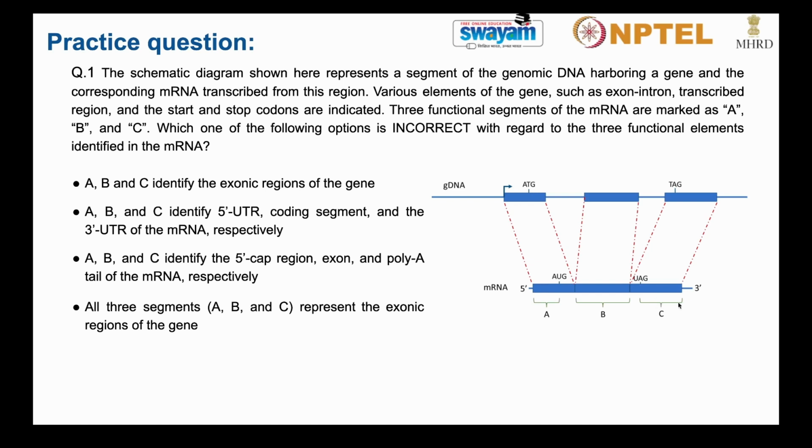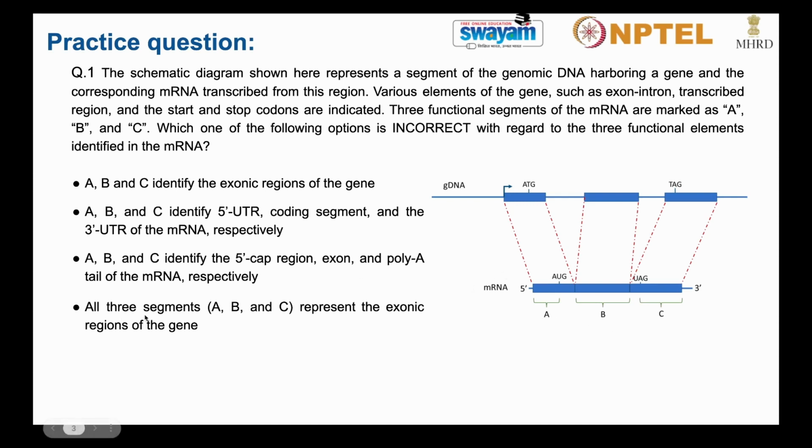Whereas if you see this C region, it is also coming from the DNA, and it will not be the poly A tail, because the poly A tail is not present in the DNA. It is a feature which is added to the mRNA after it has been transcribed. So it is a post-transcriptional modification. In this way, this option is the incorrect representation for these elements.